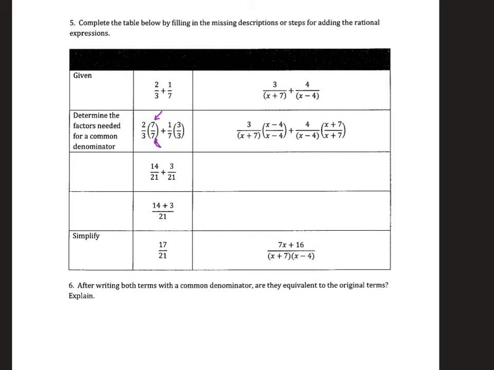So in our rational expression in the next column, the 3/(x+7), we're going to multiply using the opposing or other denominator, x minus 4, on top and bottom. The same is true for the 4/(x-4) expression. What we use is the denominator from the opposing fraction. So what do we do then? Well, we need to multiply on the top.